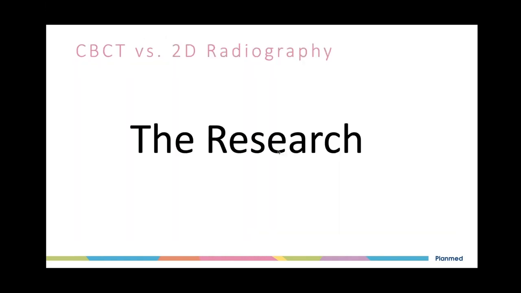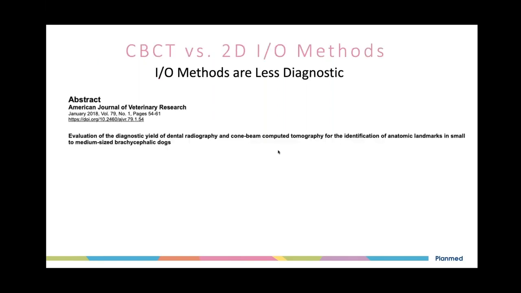So let's talk for a moment about the research. Unfortunately, there hasn't been a lot of research done on the veterinarian side of the equation. Most of the research on cone beam CT, or the comparison of cone beam CT versus 2D radiography, has been done on the human side. So we're going to present a few of those cases here this evening on both the vet side and the human side, talking about those differences in clinical efficacy between these.